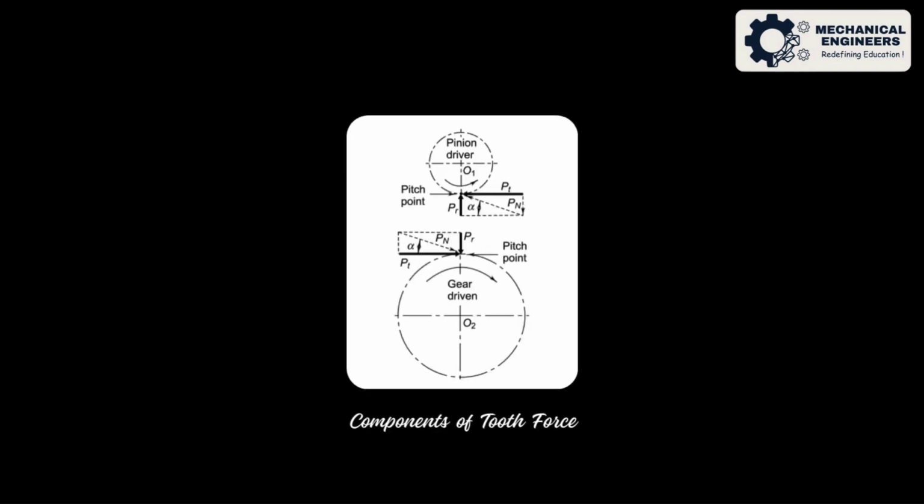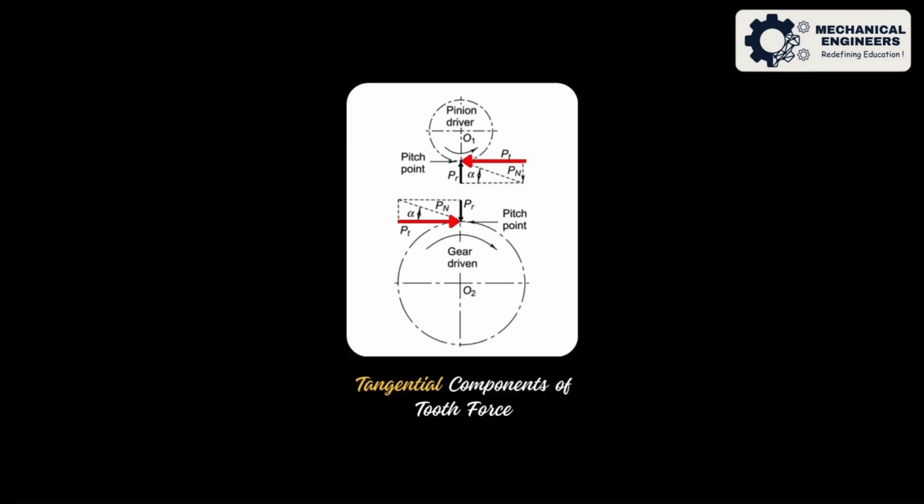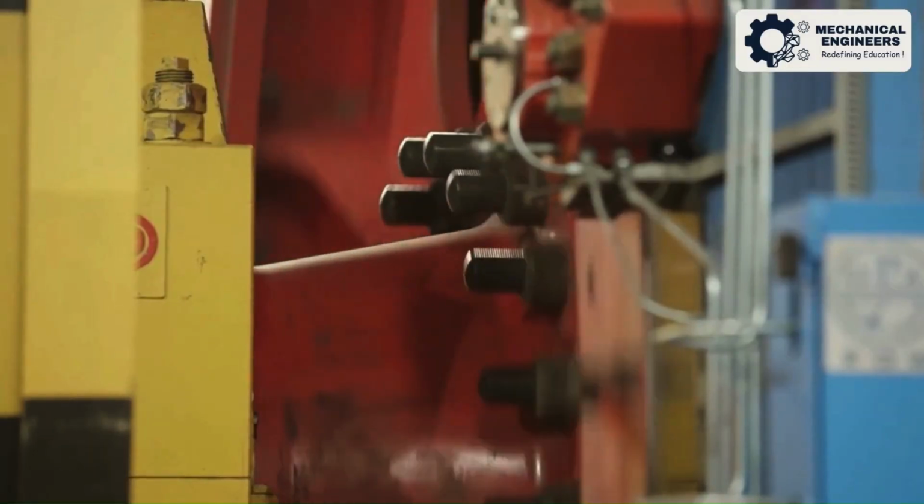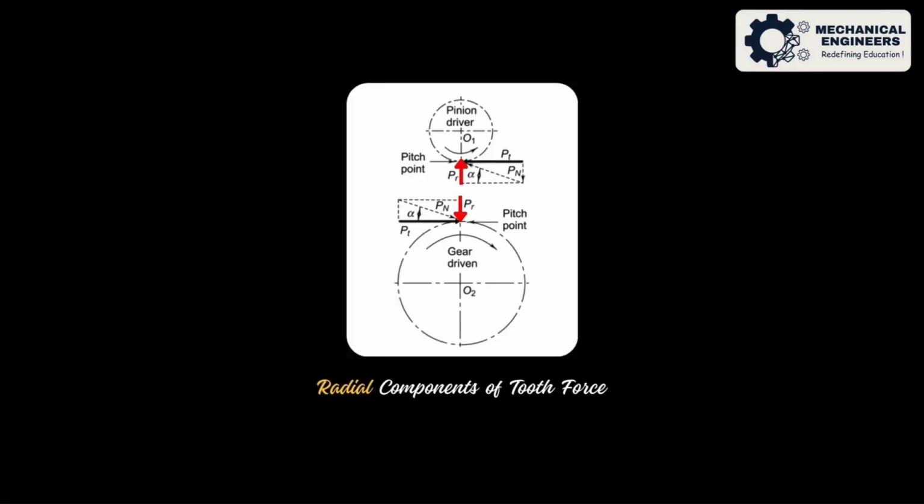Now let's break down Pn into 2 components. First, we have the tangential component Pt. This is where the magic happens. It's the useful load that drives torque and power transmission. Then, there's the radial component Pr, which acts as a separating force, always pulling towards the gear's center.